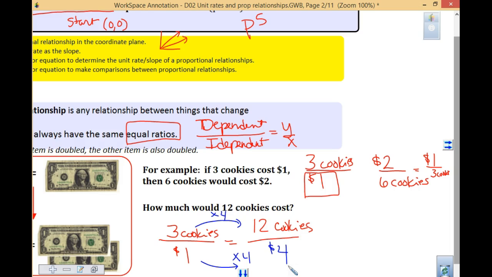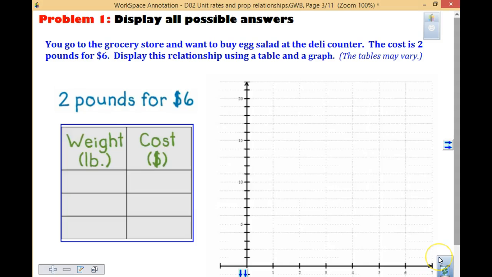So I'm going to continue with that same ratio as I am looking at that. Okay? So on the top on that next page down, you are asked to graph those relationships. So if we are taking a look at graphing them, it says you go to a grocery store and you want to buy egg salad at the deli counter. The cost is $6 for 2 pounds, and we want to display this.